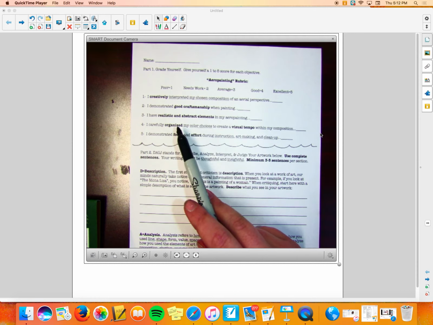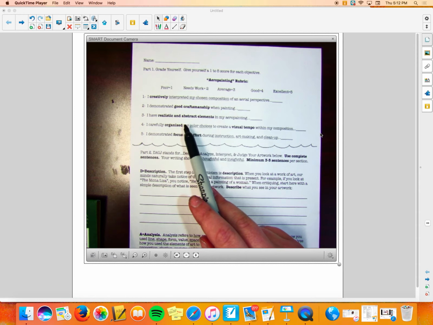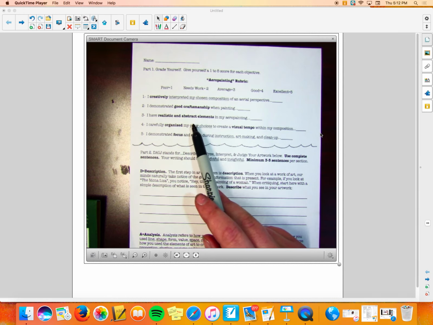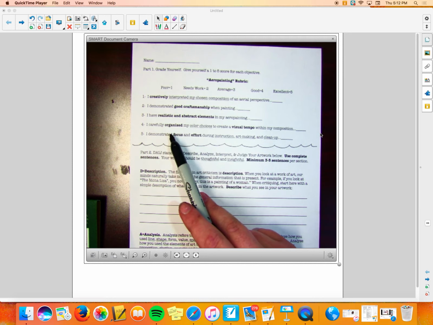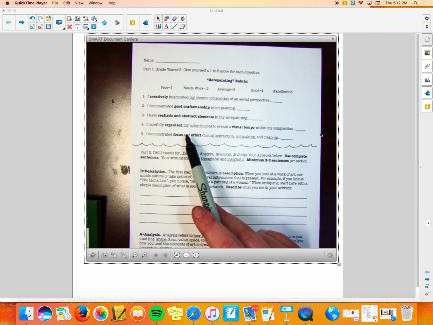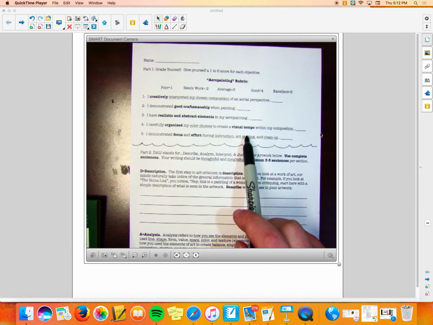depending on how far away the viewpoint was, that might be a texture. Okay, it could be a shadow. Then abstract elements would be your color choices, and maybe how you enhanced or exaggerated the landscape. Four is how do you organize your color choices in order to create visual tempo and harmony.